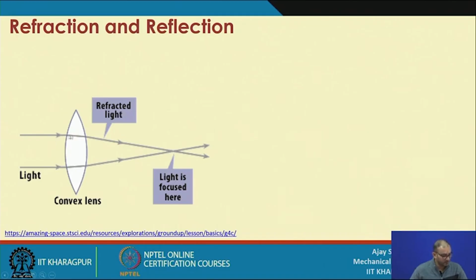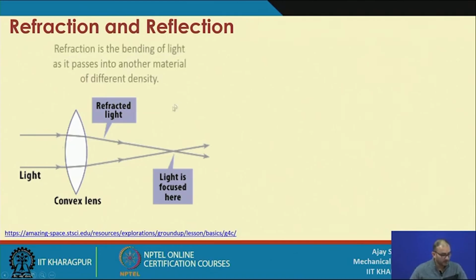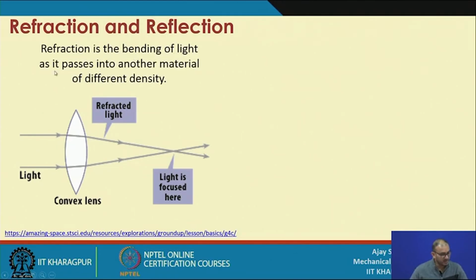When light is passing through the object, it will bend, and after bending it will coincide at one location, depending on how many rays are coming from the left direction. So, you need a focus point here. Refraction is the bending of light as it passes into another material of a different density. Now, the air density is different, the workpiece material's refractive index is different, and then you are getting the light focus. Now, what is important here in this location?